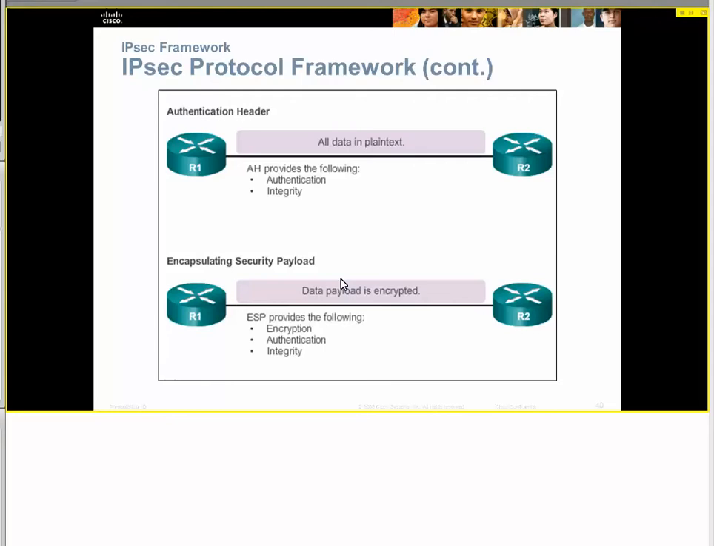Slight mistake on the slide. Very good then.